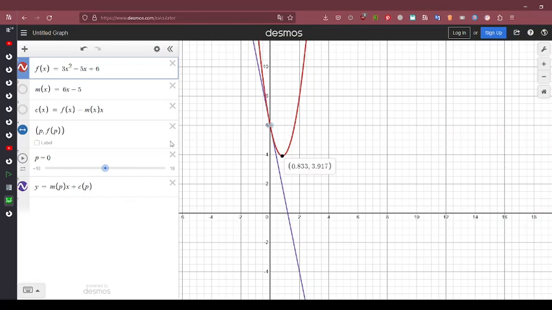And hopefully now it is clear how you can model a tangent wrapping around a curve on Desmos. Thank you everybody for watching.